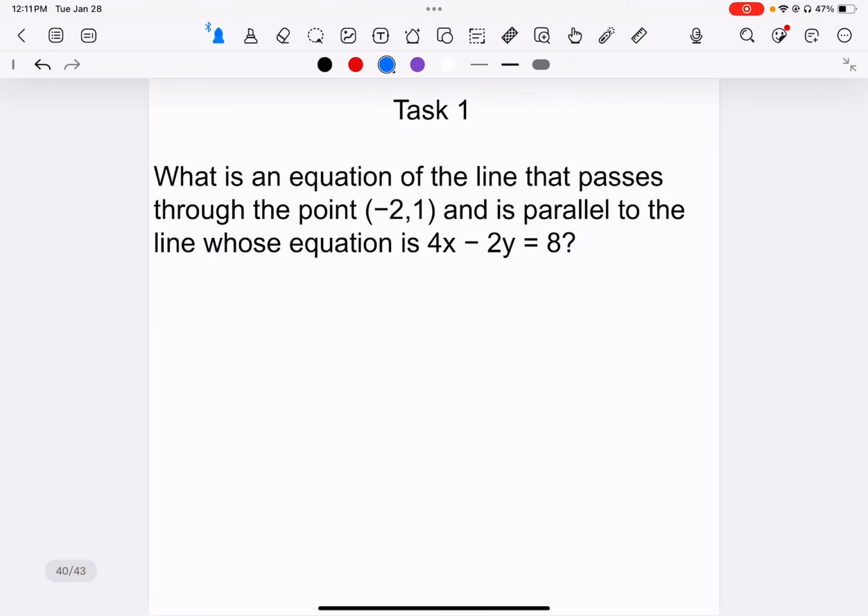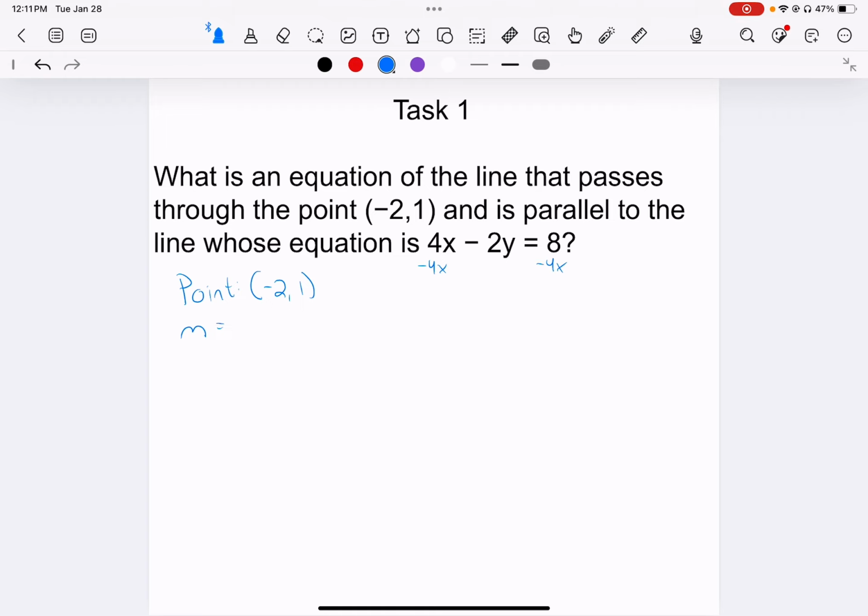What is the equation of a line that passes through the point negative 2, 1 and is parallel to the line whose equation is 4x minus 2y equals 8? So we have a point that we have to have included in our line, which is negative 2, 1. And now I'm also going to find the slope of this line that I'm given and determine what the parallel slope would be.